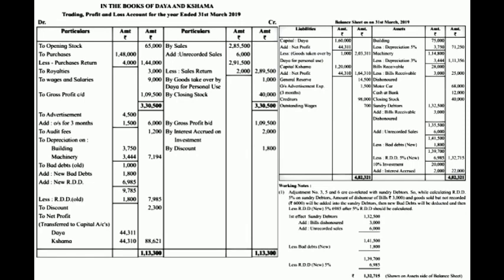So first of all, we had sold these goods to the debtor. So the first effect appears in trading account credit side below the sales. You can see below the sales add unrecorded sales 6,000. So we have to add in our sales because we had sold the goods to the debtor and we forgot to write this. So no sales entry is there. So we have to show it as sales. So we have to add in the sales.